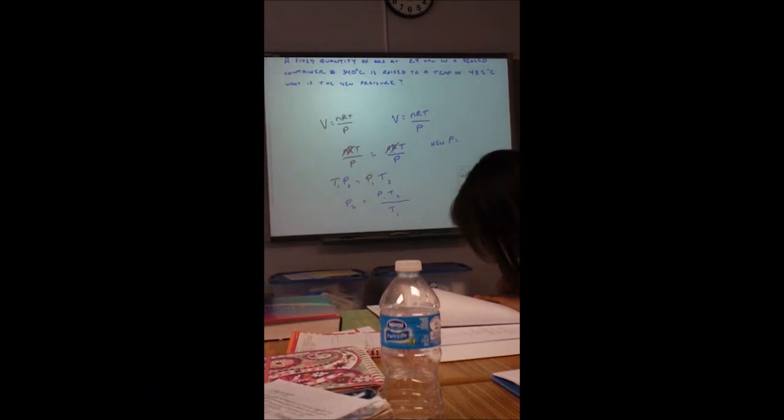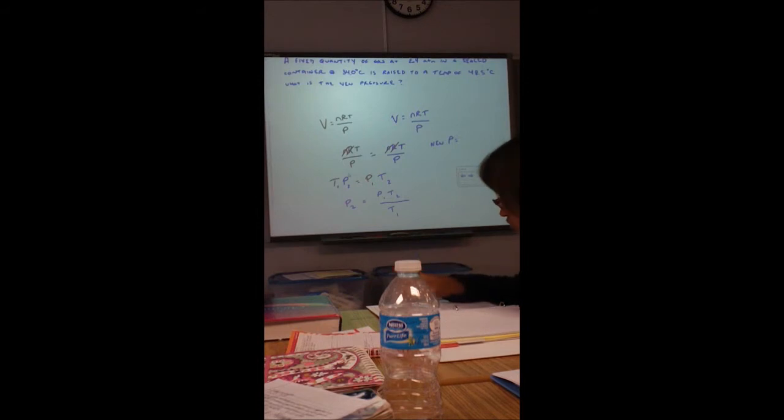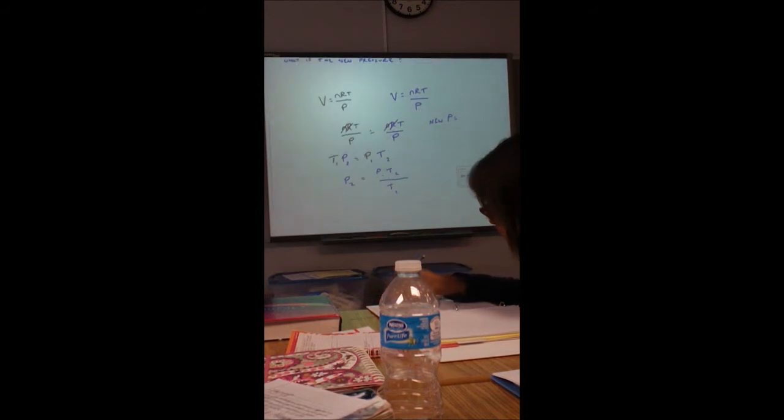The number of moles cancel out, R cancels out because it's the gas constant, and that leaves me with T over P, initial T over P, and then final T over P. And then the following steps, all I did was solve it for the new pressure. So again, that's not the only way to work this problem.